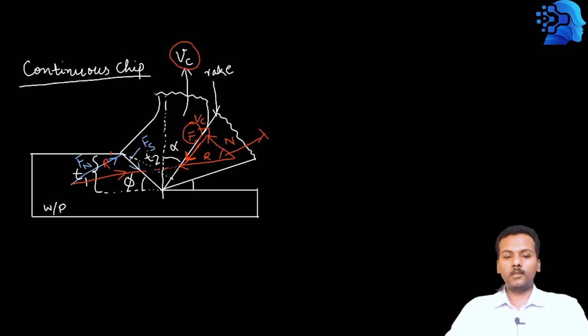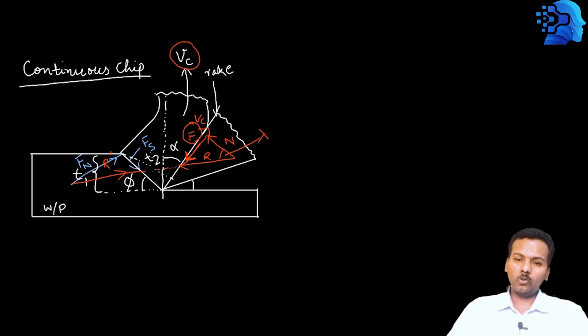So shear force means the force required to deform the material along the shear zone, and this is the primary shear zone. We have considered that there is only one shear zone, the primary shear zone, and there is the assumption also that this is a thin plane. So naturally this Fs will be responsible for the shear deformation of the chip. This shear force is inclined at a phi angle to the horizontal plane.